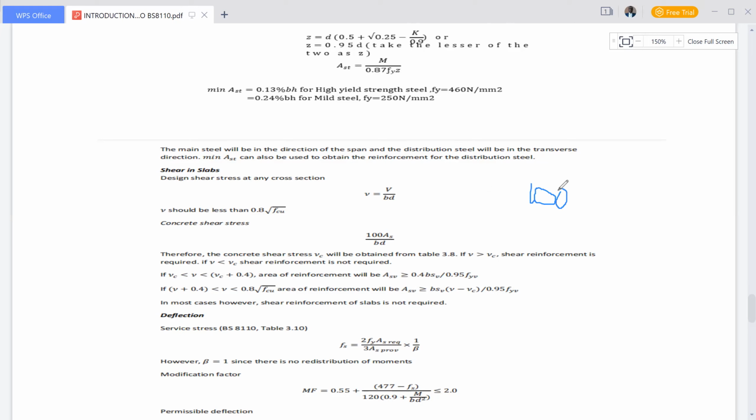We have 100 As over bd. Then we have d, which is the effective depth. Now, what you do, once you compute this value here, you come this way, it takes this way, and now our d value, assuming our d is 125 millimeter, and our value of 100 As over bd is 0.52.